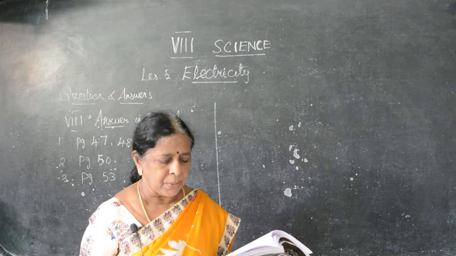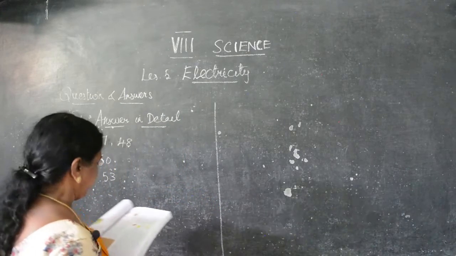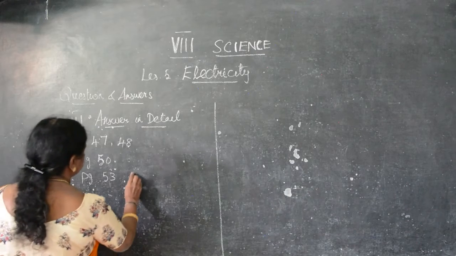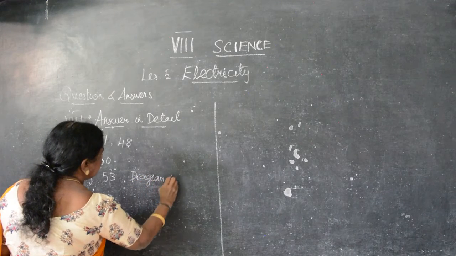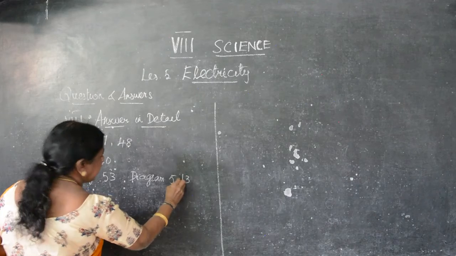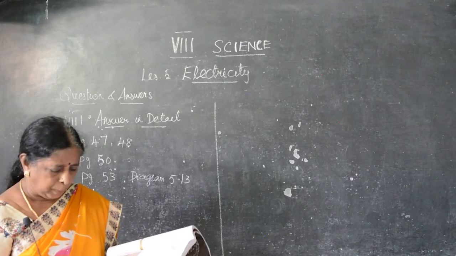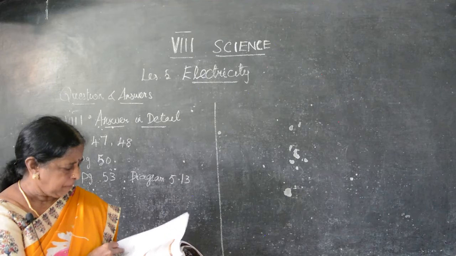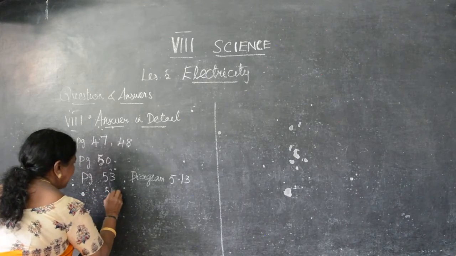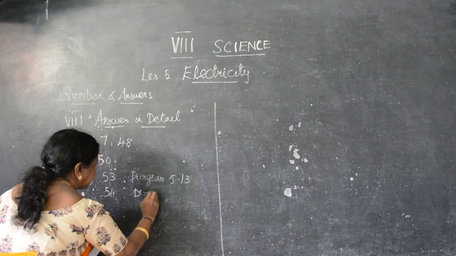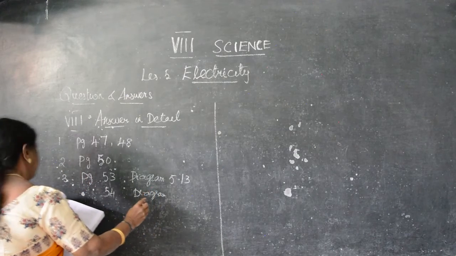Okay, next to that you have to draw the diagram. That is, the diagram is 5.13. That is for series circuit. Clear, children? Then turn the page. We have to see parallel circuit. It's in page number 54. The same way, you have to draw the diagram for this also. That is 5.15.